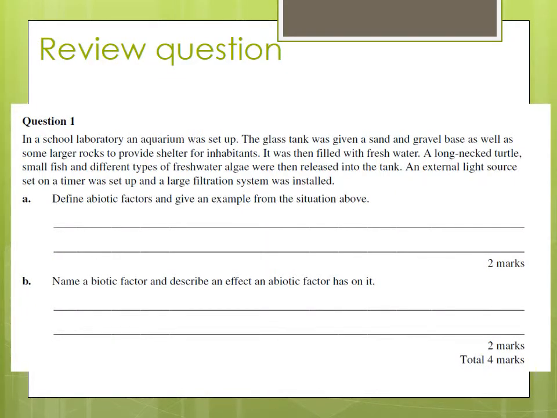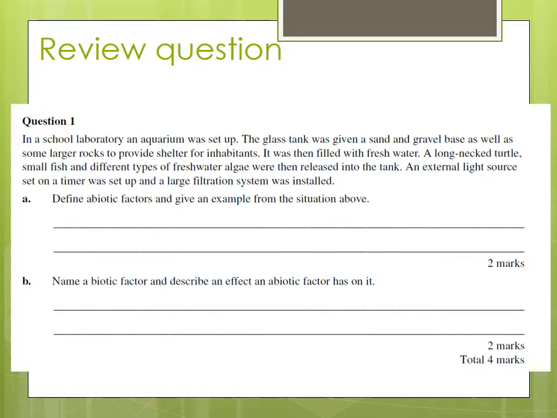I've got a question here and we're going to have a quick look at it. It says, in a school laboratory, an aquarium was set up. The glass tank was given a sand and gravel base as well as some larger rocks to provide shelter for inhabitants. It was then filled with fresh water. A long-necked turtle, small fish, and different types of freshwater algae were then released into the tank. An external light source set on a timer was set up and a large filtration system was installed.